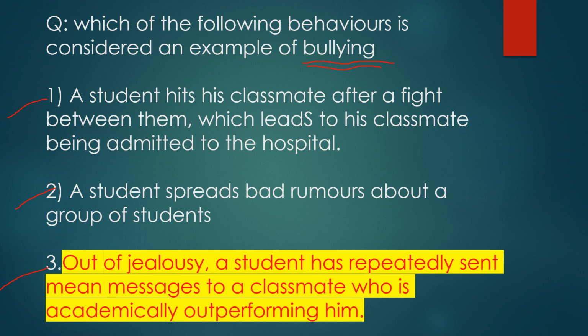Now, these options are very close, but as I told you in my previous videos, there are always two distractors. So, if you look at example number one, a student hits his classmate after a fight between them. So, there is a fight between them, that means both are fighting. So there is no case of bullying as such because both are involved in fighting. Bullying occurs when one student intimidates the other and the second party is not dominant. Only one party has the dominating character.